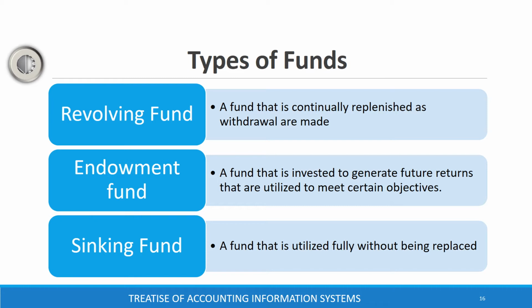The second one is endowment fund. An endowment fund is a fund that is not utilized but rather invested, and the future returns generated from the investment is utilized to meet certain objectives. And the last one is sinking fund. A sinking fund is a fund that is utilized fully without being replenished at all.